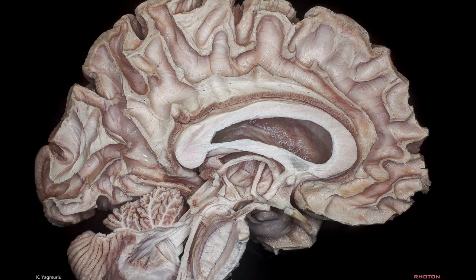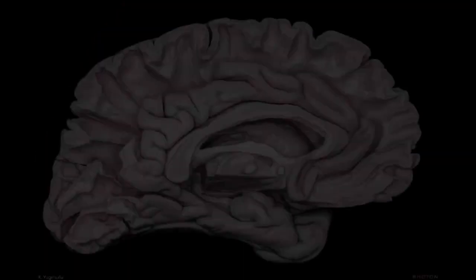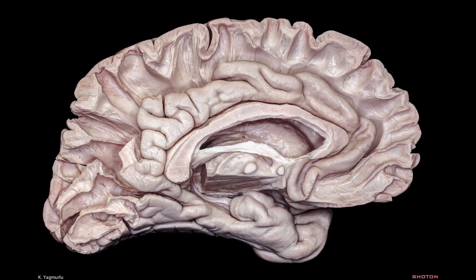Finally, let's look at the limbic system. The limbic system is a group of interconnected cortical and subcortical areas that links visceral states and emotion to cognition and behavior. The limbic cortex is composed of the parahippocampal gyrus, hippocampal formation, which is hidden, and cingulate gyrus.